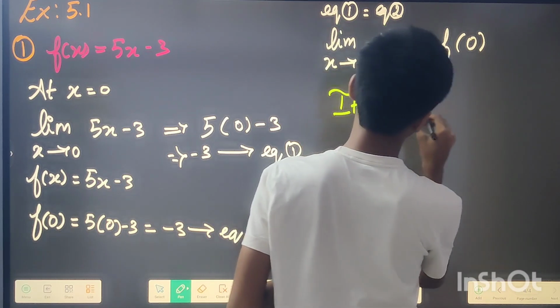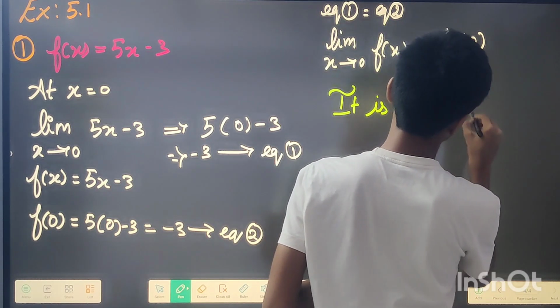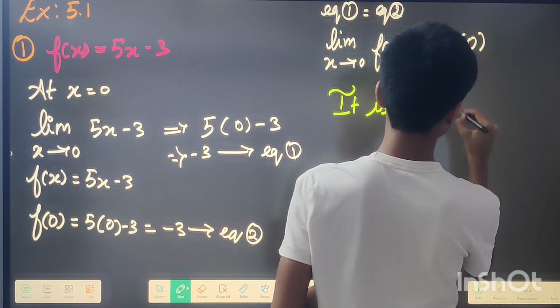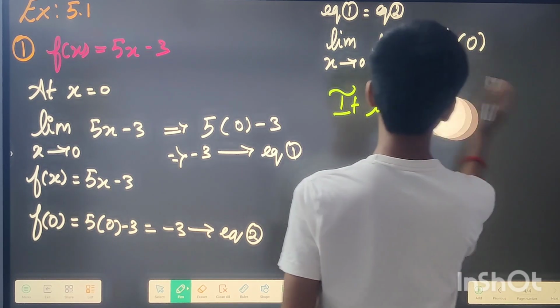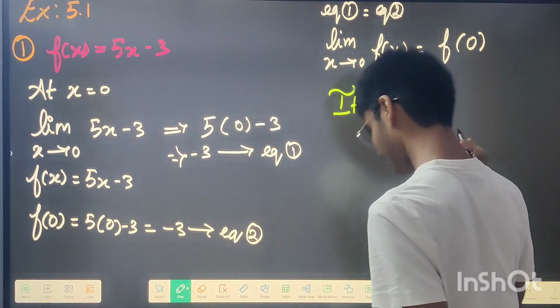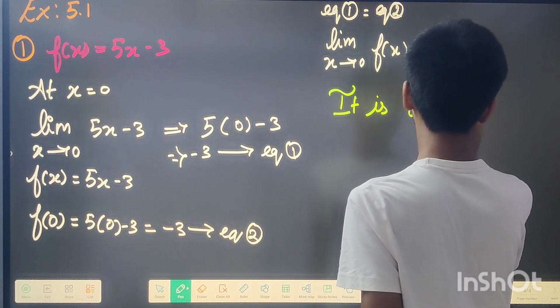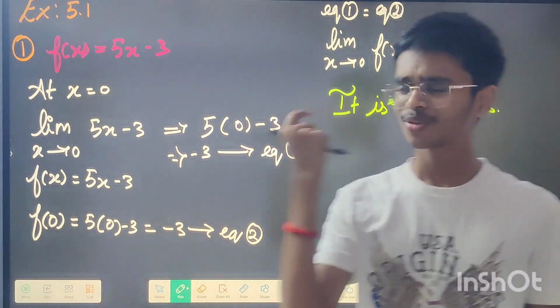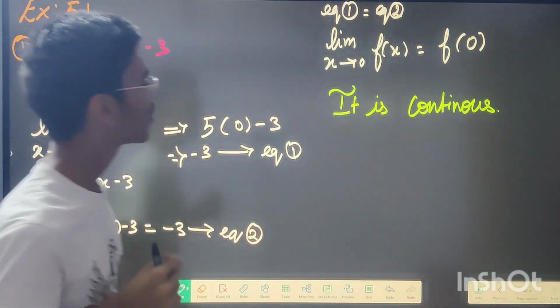It is continuous. Okay, oh god, it was just a brain glitch. So it is continuous.